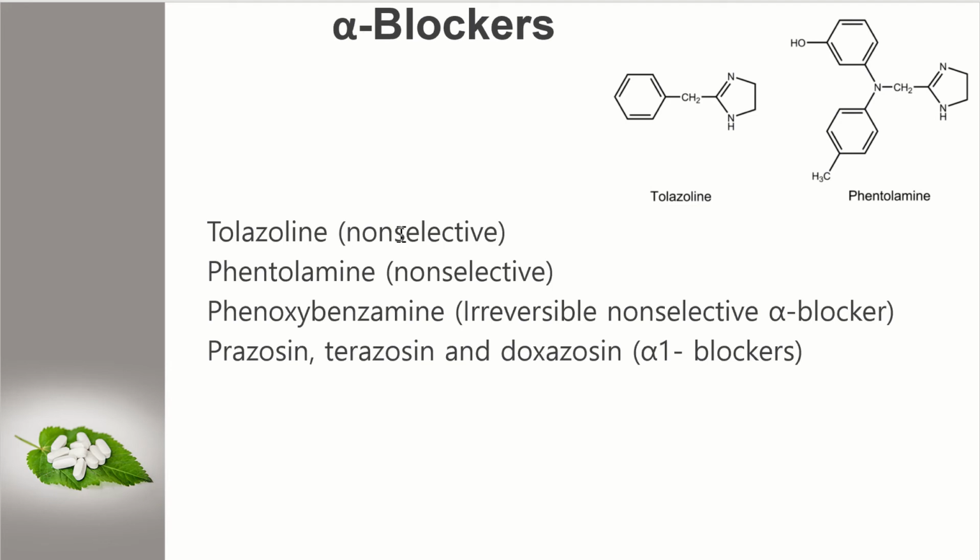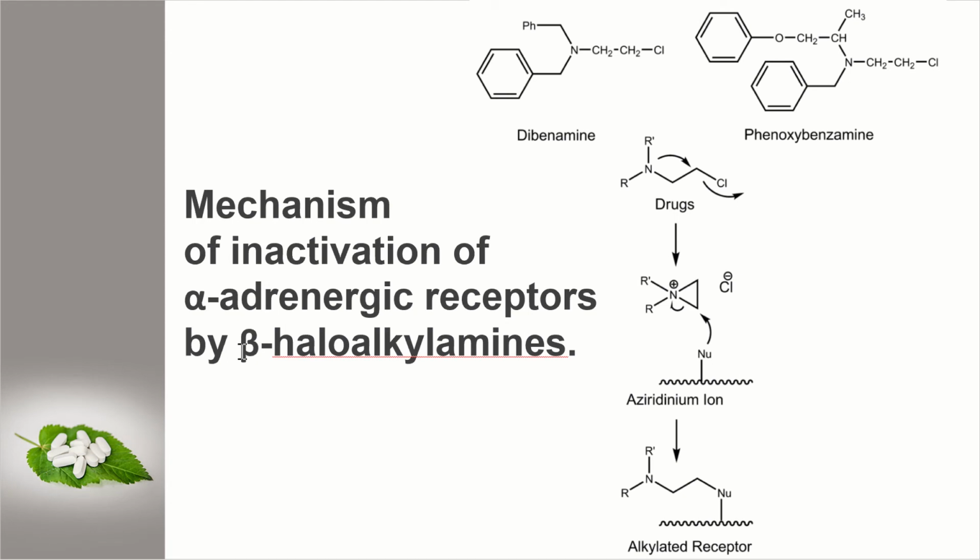So these are some examples of some alpha blockers. So we have tolazoline, which is non-selective, phentolamine, which is non-selective, and we're looking specifically at phenoxybenzamine, which is an irreversible non-selective alpha blocker. And then we have some azosins as alpha 1 blockers. So this is the mechanism of inactivation of alpha adrenergic receptors by our beta haloalkylamines, right?